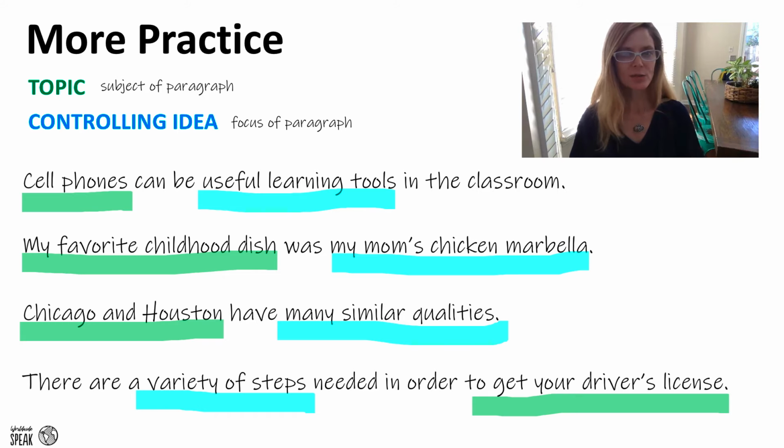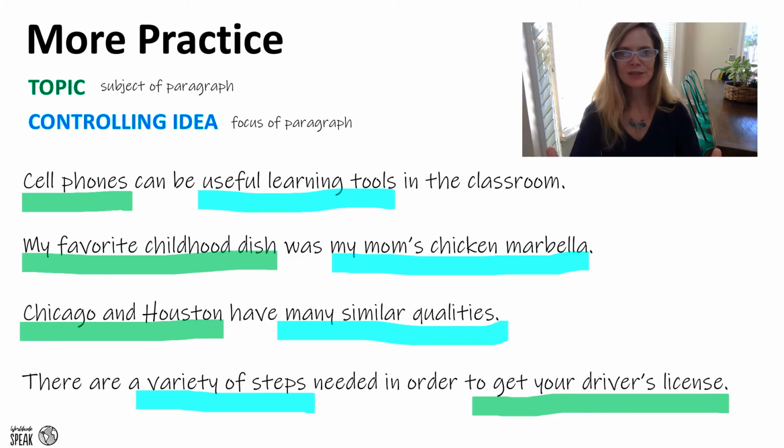Well, I let you know by saying there are many steps you need to take. There are many things you need to do in order to get your driver's license. Now, I just want to make a quick side note about the topic sentence. There are two pieces, the topic and the controlling idea. And you can see here in the first three, the order goes topic, controlling idea.